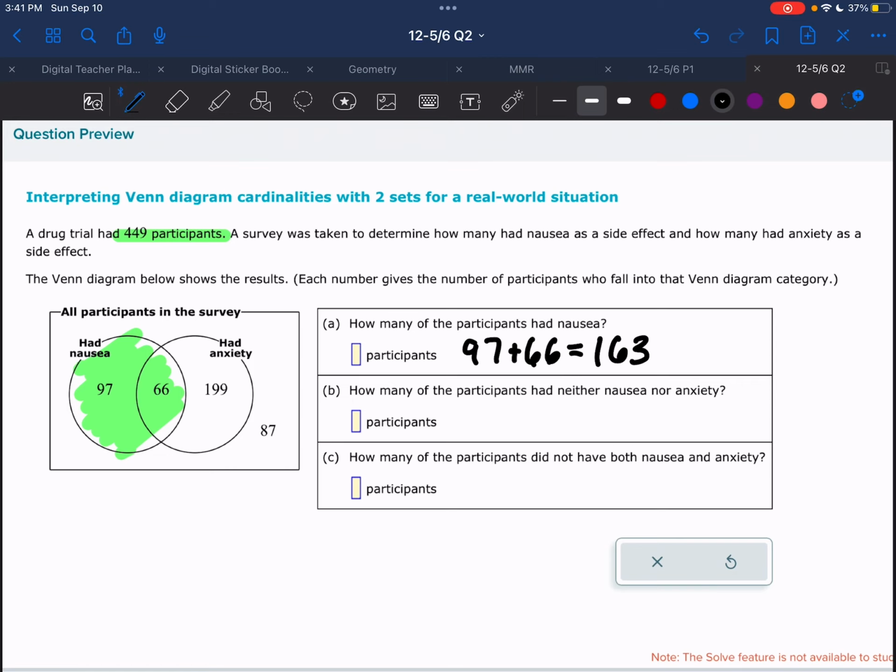Now, the next one is how many participants had neither nausea nor anxiety. So they had neither of the things that were in those circles, and that would be this outside circle here of 87.